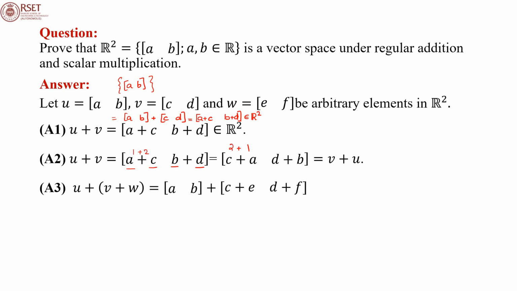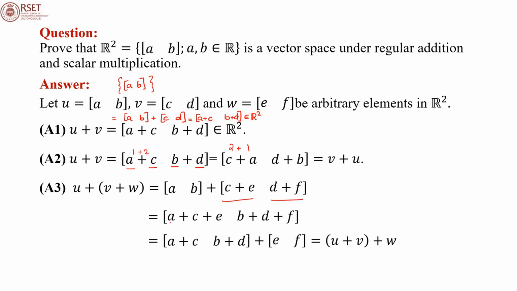What is A3? (u plus v) plus w. That is (a, b) plus (c plus e, d plus f), which is the same as (a plus (c plus e), b plus (d plus f)). Now you can write it as ((a plus c) plus e, (b plus d) plus f). That is, (u plus v) plus w. So u plus (v plus w) is the same as (u plus v) plus w. That is, the associative law for addition is also satisfied.